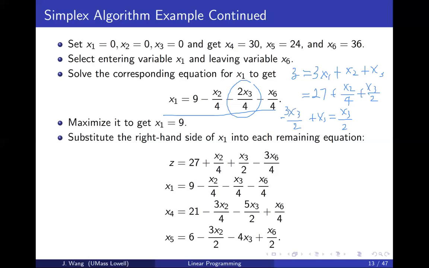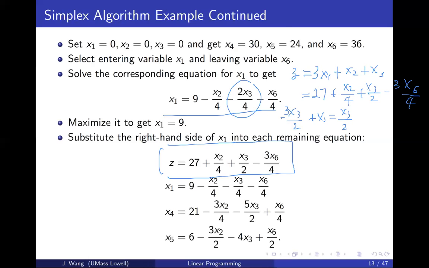And then x6 is from x1. So you just put it in there. So 3 times that becomes 3x6 over 4. So the objective becomes this.